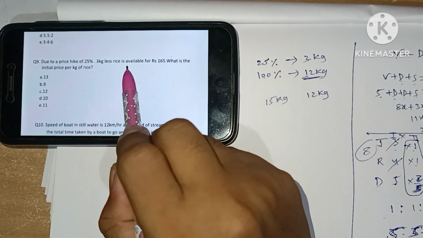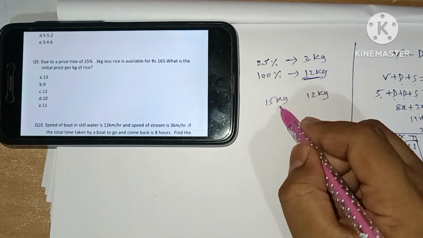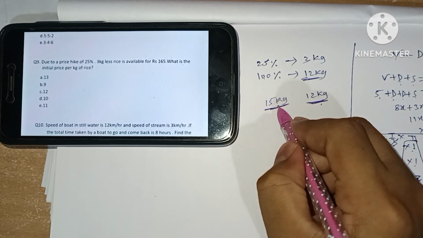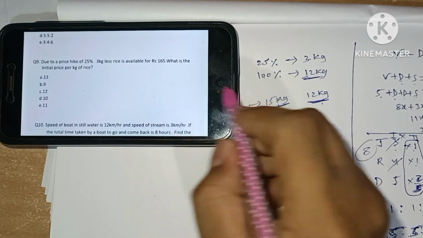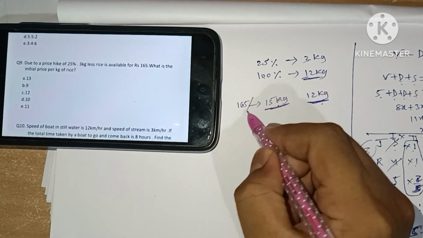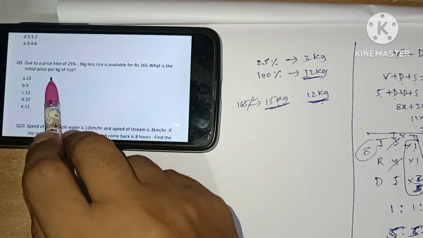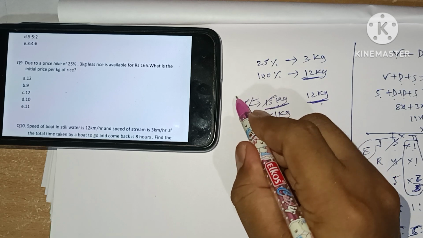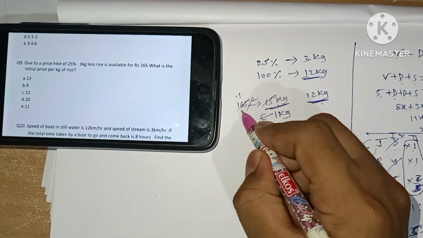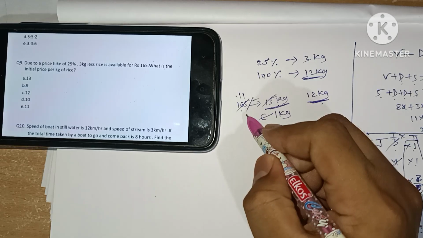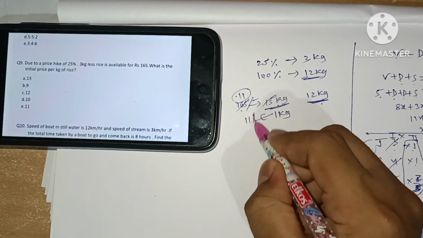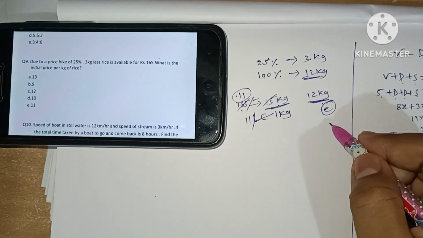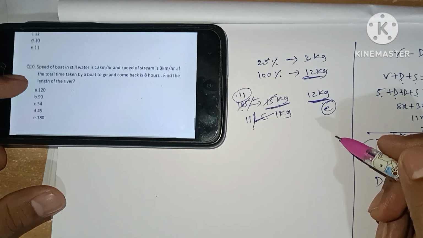It is said that 3 kgs less rice is available for 165 rupees. So initially 15 kgs, now we can buy only 12 kgs. This 15 kgs is available for 165 rupees initially. Now the question asked is what is the initial price per kg? Per kg means for 1 kg, 165 divided by 15 gives 11 rupees per kg as the initial price. So the answer will be option E, 11 rupees per kg.